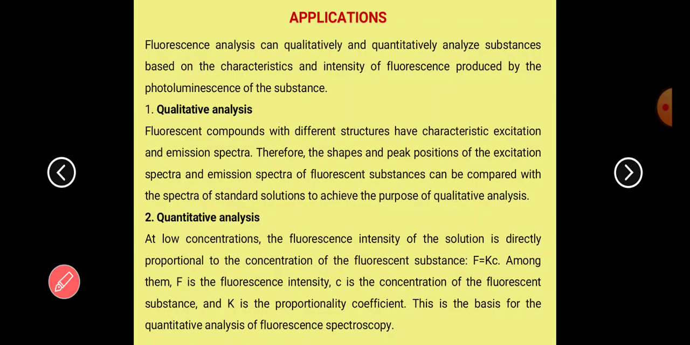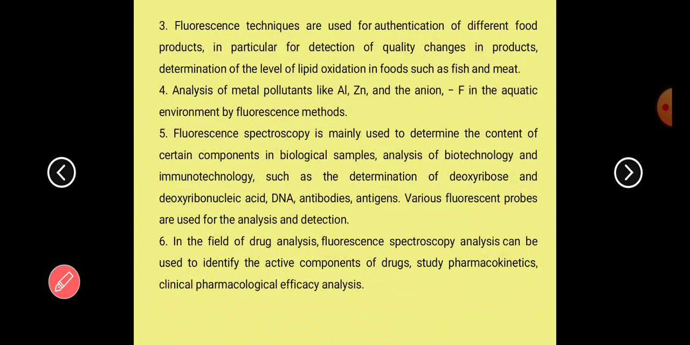Quantitative analysis. Here, the concentration or amount of the sample can be measured. At low concentrations, fluorescence intensity of the solution is directly proportional to the concentration of the fluorescent substance. F is equal to Kc. Among them, F is the fluorescence intensity, C is the concentration of the fluorescent substance, and K is the proportionality constant. Therefore, this is the basis for quantitative analysis of fluorescence.